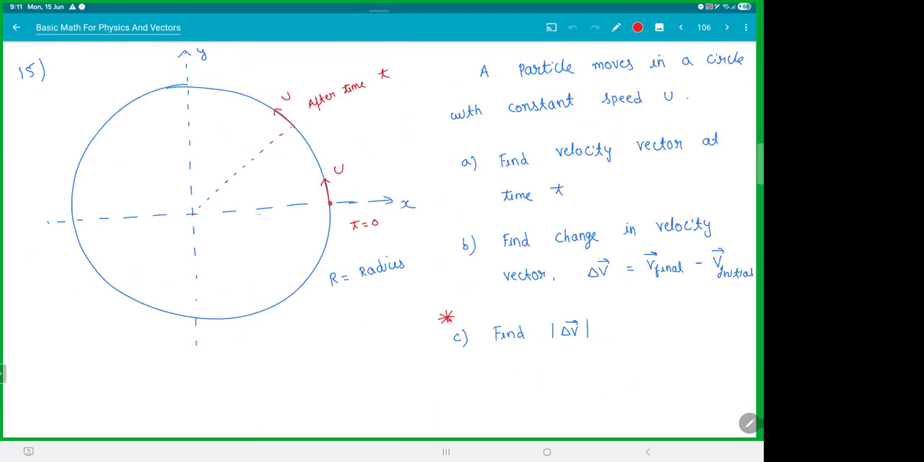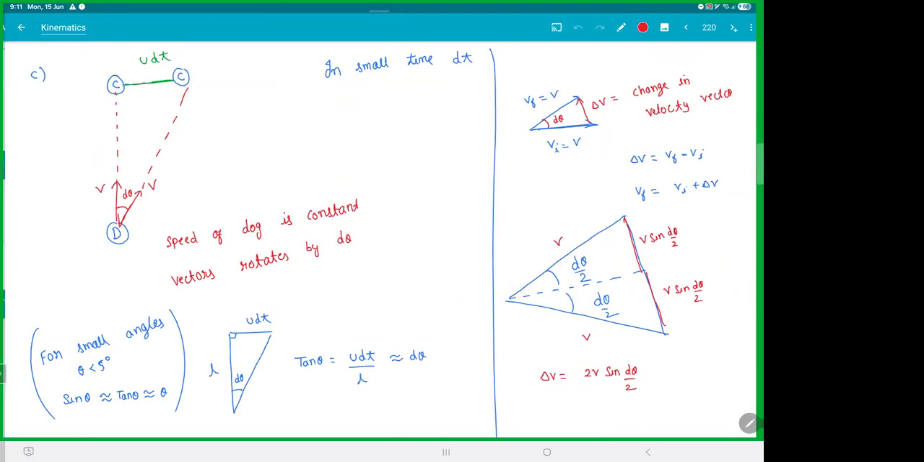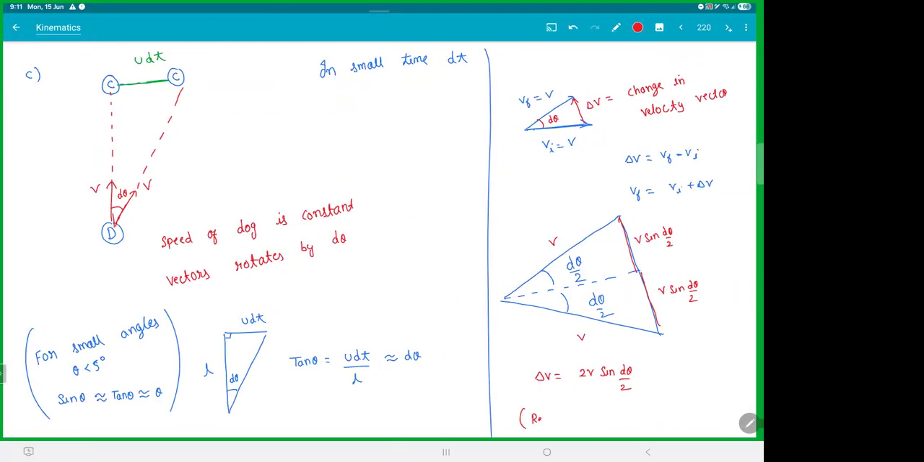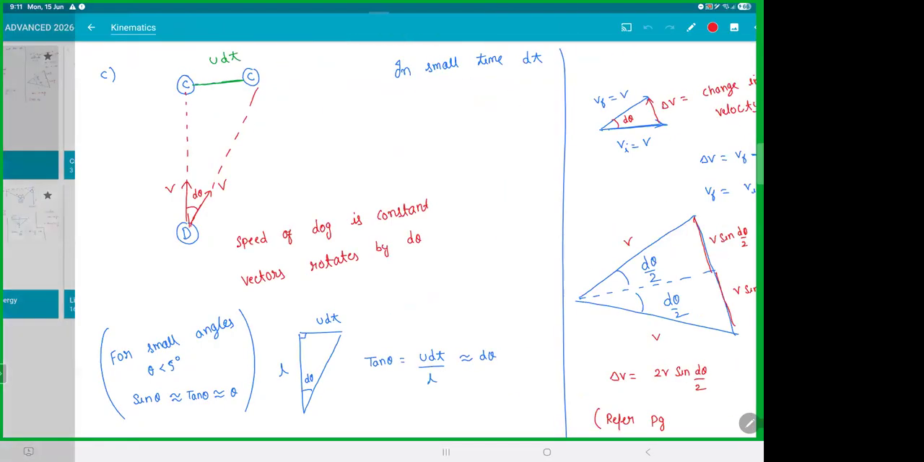A particle is going in a circle with speed u. After time t, find the magnitude of delta v. Can you see the star here? So meaning if a velocity vector rotates by an angle theta, then the change in velocity is given by 2u sine theta by 2. This was done on page 19 of vectors. You can refer to that in case you didn't like this method. Page 109.